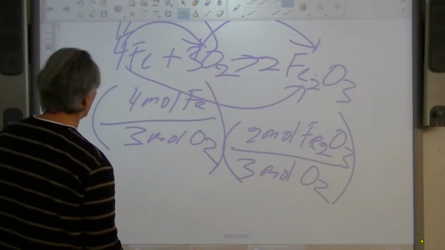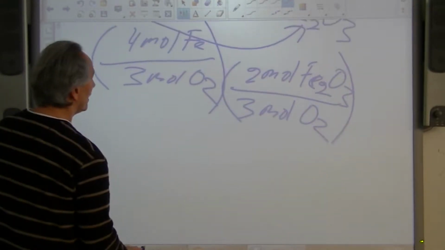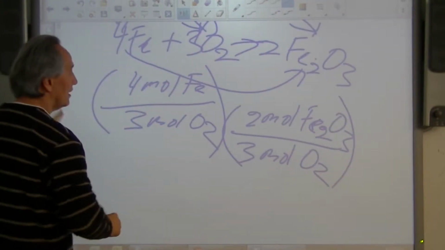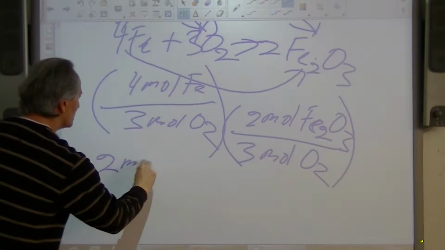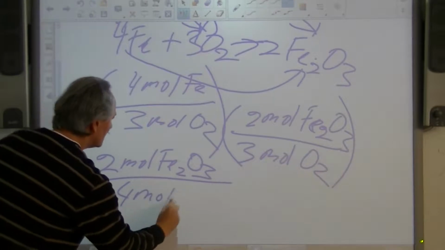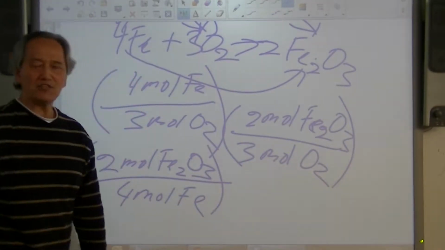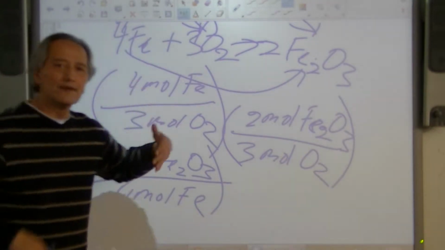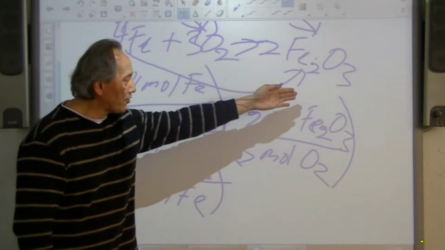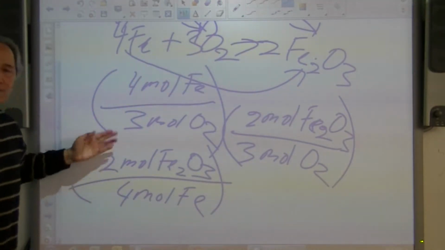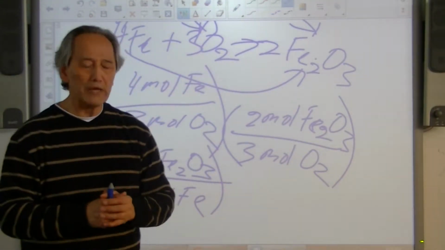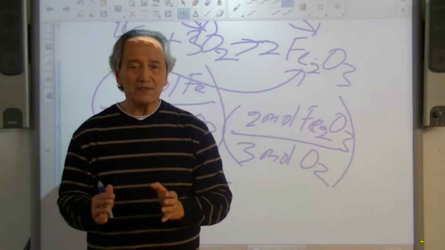Then let's now compare the iron oxide to the iron. So I'm going to compare the iron oxide here to the iron. Okay, so hence I've got 2 moles of iron oxide to 4 moles of iron. And so hence another mole ratio of the product to one of the reactants. Now note we can also invert it and compare that particular reactant to the product, which would give us, instead of 2 to 4, a 4 to 2 ratio.